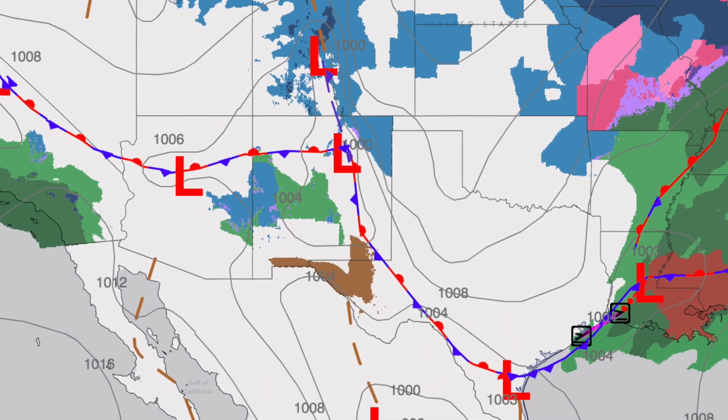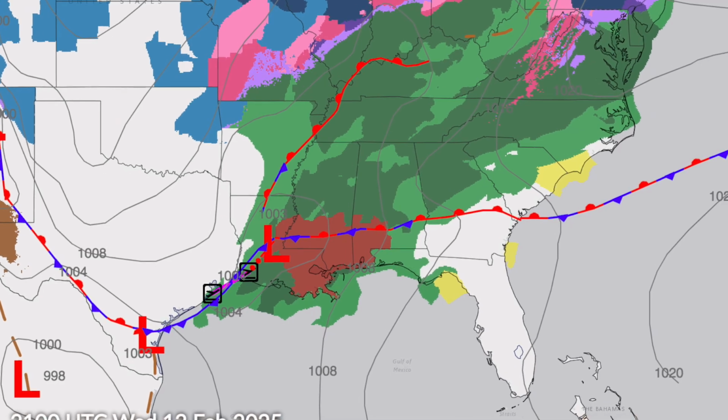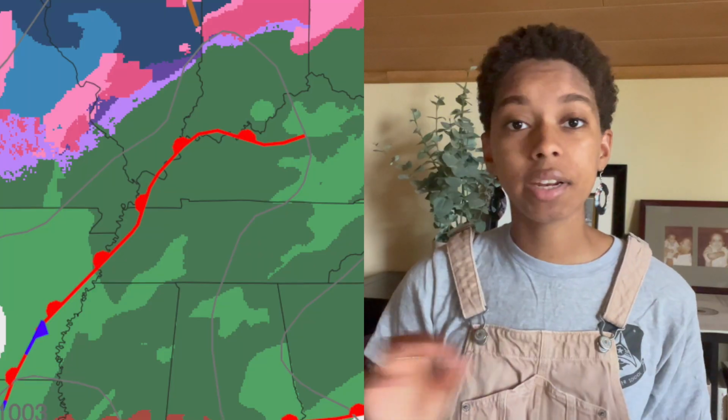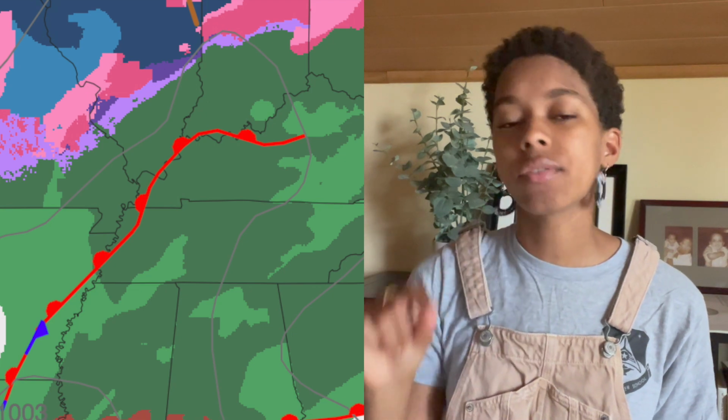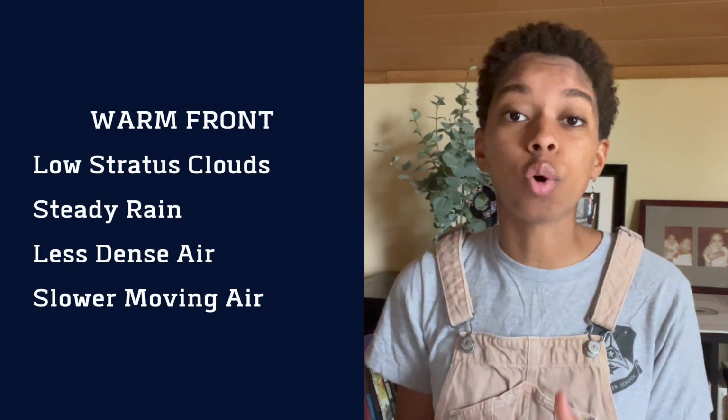Now, moving on to fronts. That is going to be these lines. They've got red lines with little half circles, and blue lines with little triangles. Those are your fronts. A red line with red half circles is a warm front. Typically, the weather you're going to see around a warm front is low stratus clouds and steady rain. It's less dense and slower moving air.